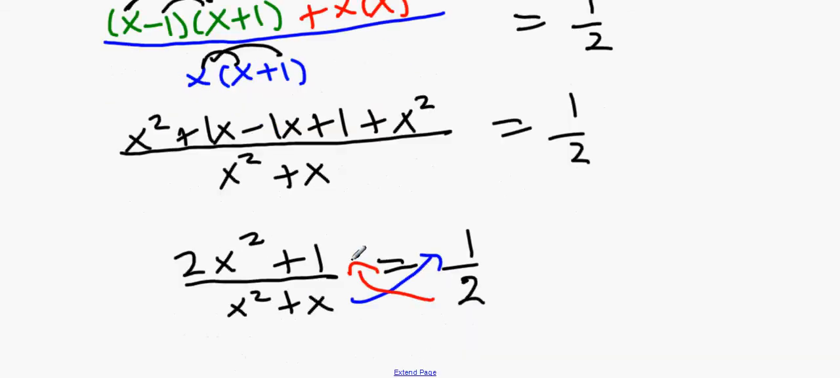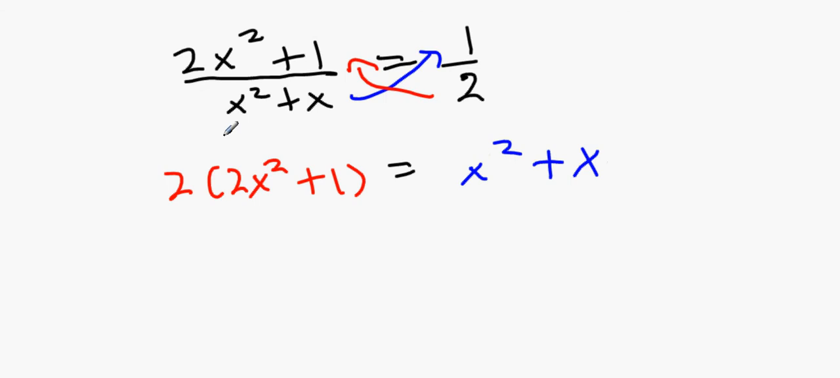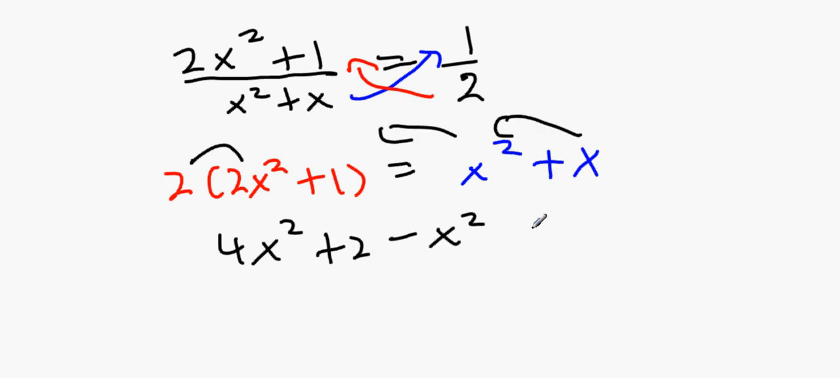So what we'll have next is 2 into 2x squared plus 1, and that equals x squared plus x. So we're going to get now 4x squared plus 2 equals, and we're going to move over these two to the other side. So bring over that, and we get minus x squared minus x equals 0. So we should end up with 3x squared minus 1x plus 2 equals 0.